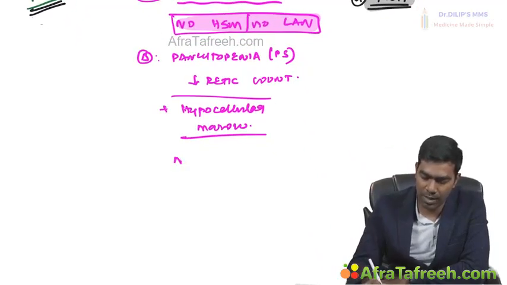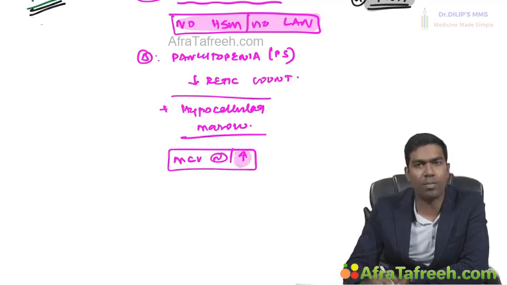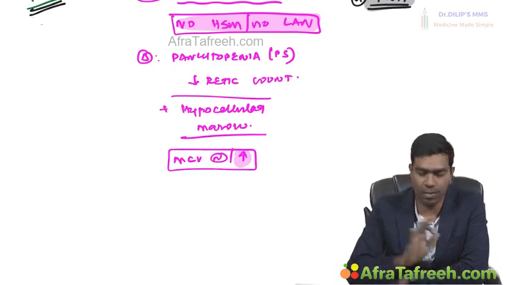At the same time, patients may have MCV normal or even increased, very important point. Patient may have one of the important causes of non-megaloblastic macrocytosis. So MCV may be normal or even increased, but definitely not low.